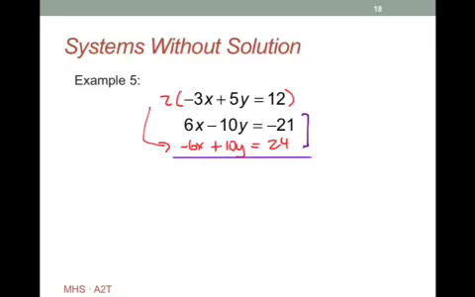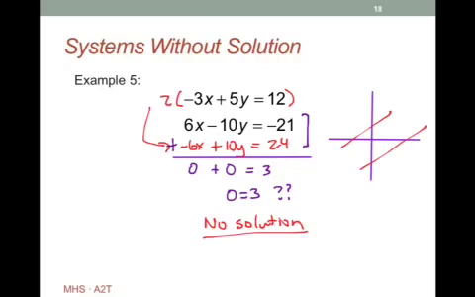When I do that, I get 0x, oh, and the y terms go away too. So I end up with 0 is equal to 3. And you have to ask yourself, for what value of x or y is 0 ever equal to 3? And the answer is there is no value. There is no such thing. So there would be no solution in this particular case.